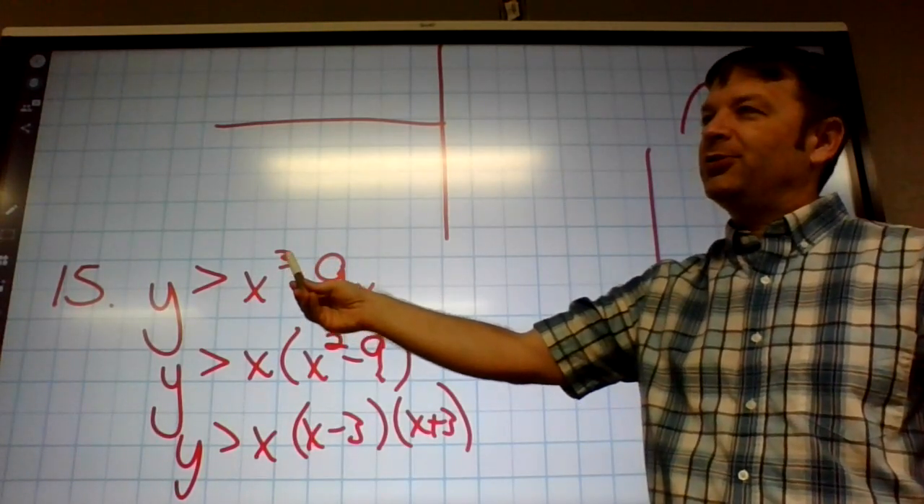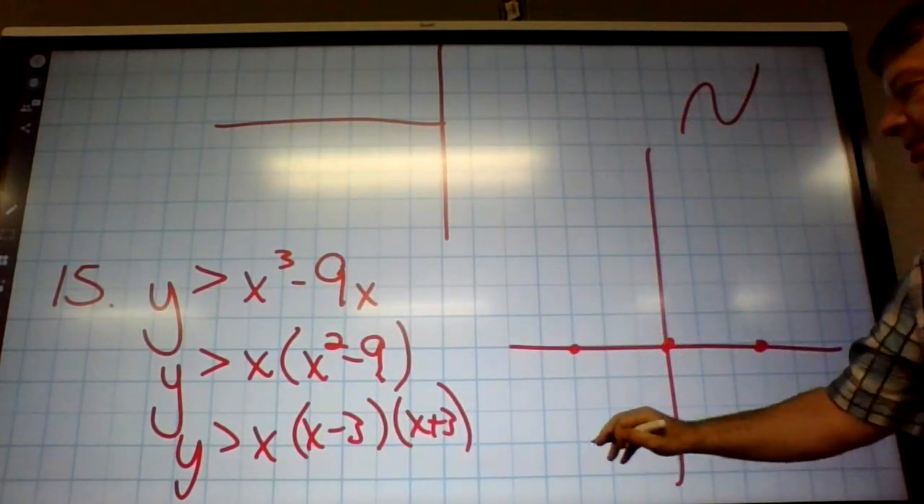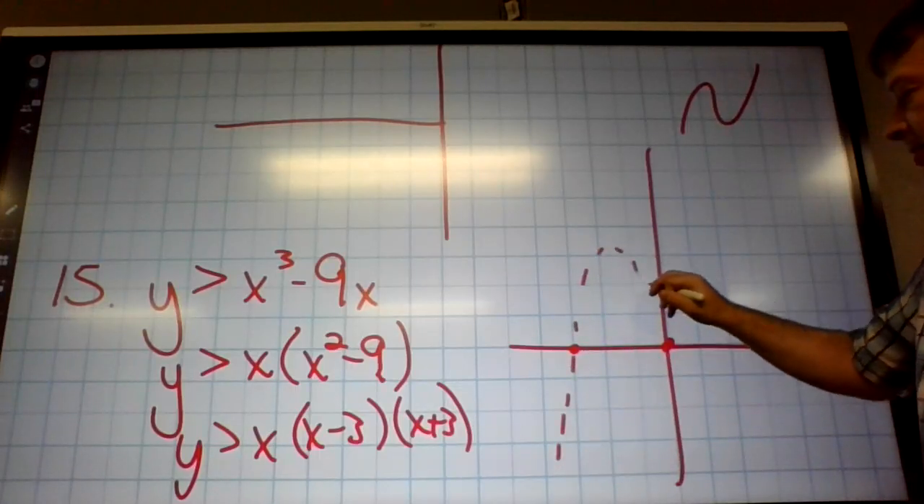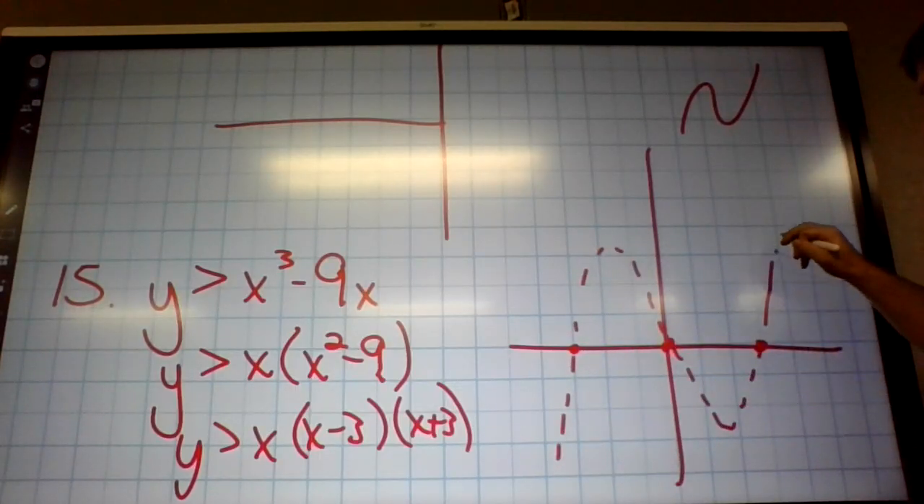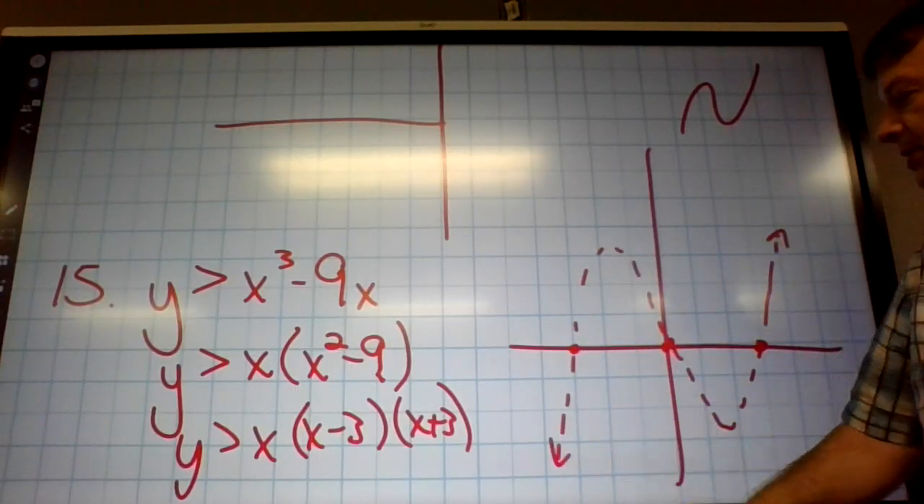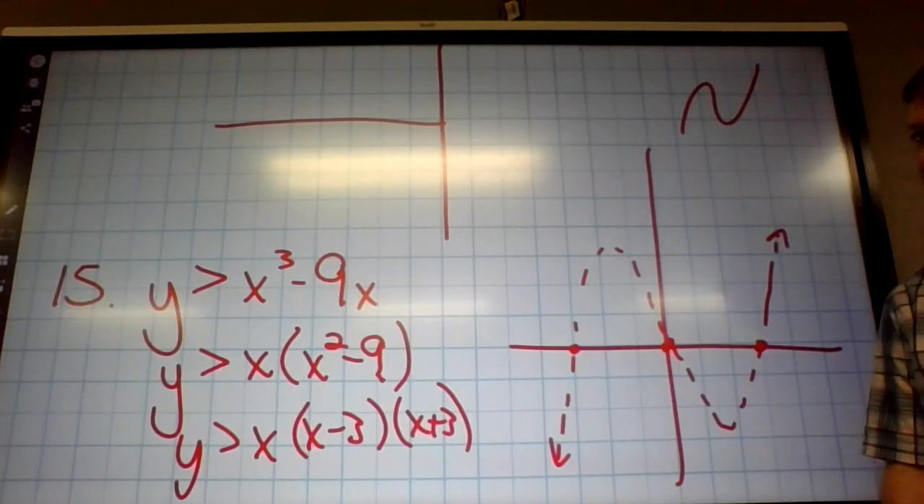Is it going to be solid or dashed? Dash. And a normal positive x cubed will start low and end high.